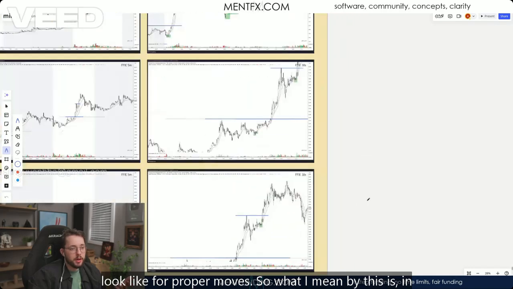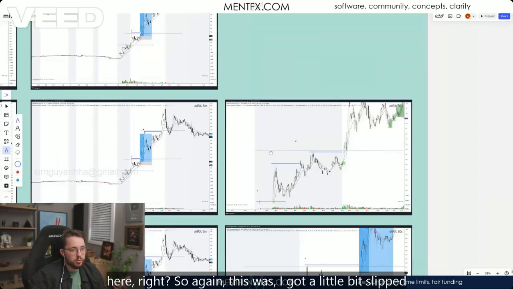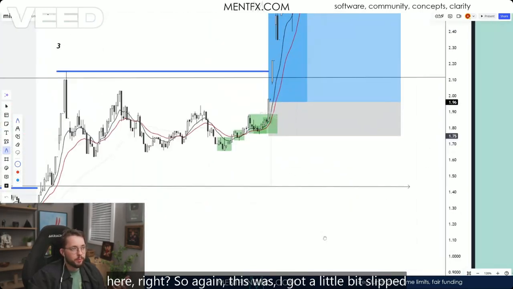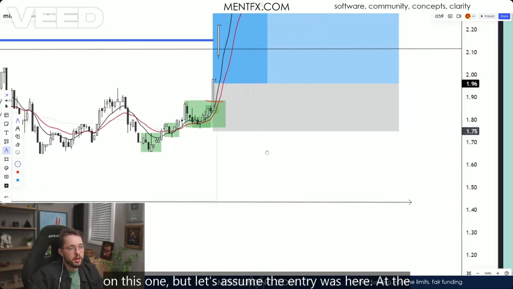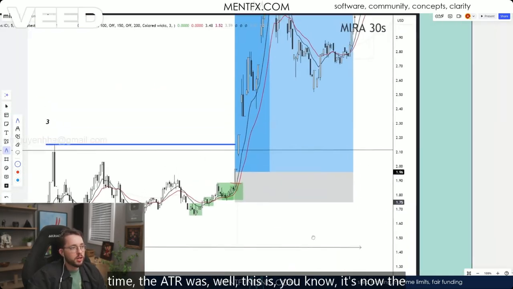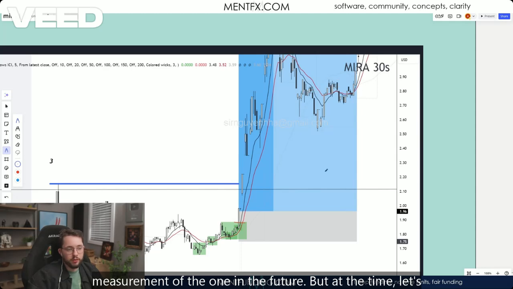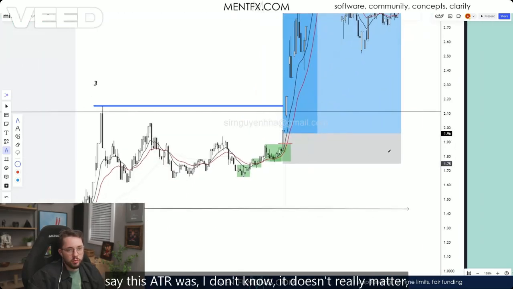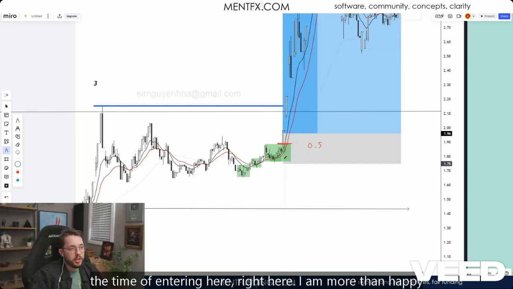So what I mean by this is, in the event that we're looking at this trade right here. Right. So again, I got a little bit slipped on this one, but let's assume the entry was here. At the time, the ATR was, well, it's now the measurement of the one in the future. But at the time, let's say this ATR was, I don't know, it doesn't really matter, like 0.5. Okay, 0.5. And let's say 0.5 put my stop loss at the time of entering right here.